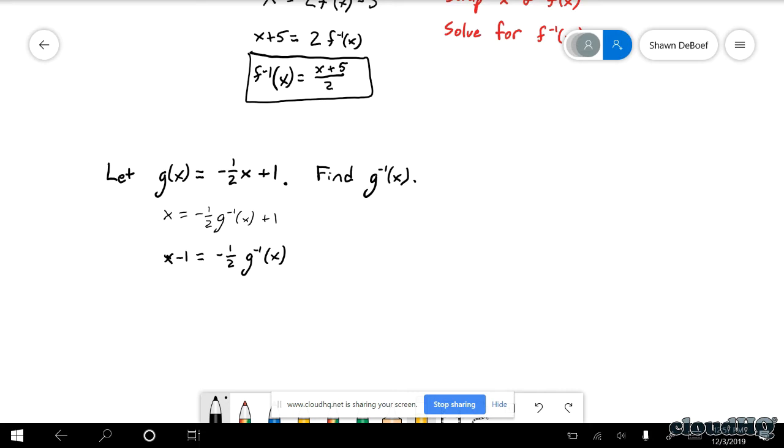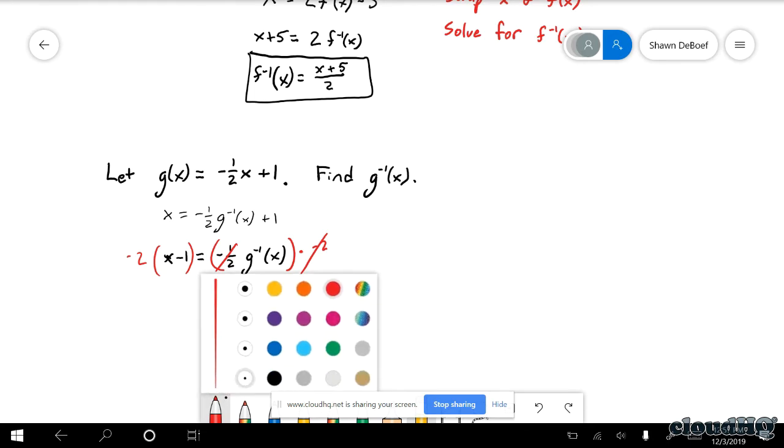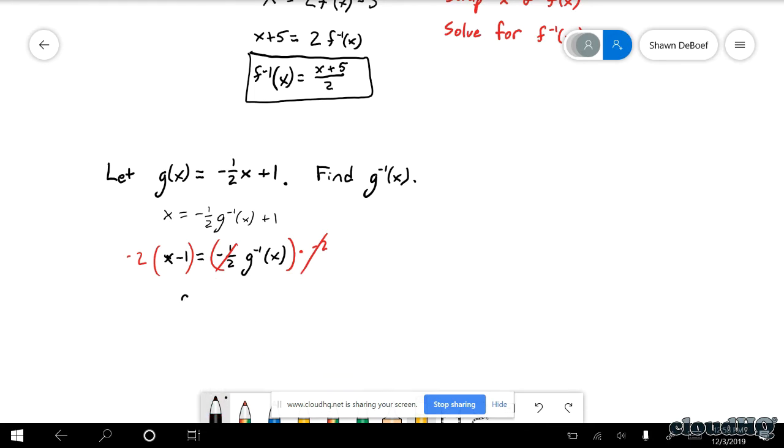Now I need to get rid of that coefficient of -1/2. What would be the way to do that? Multiply by -2. It's maybe worth writing down here, times -2. That way the -1/2 and the -2 cancel. Then you'll have to distribute that on the other side. So then I've isolated the g inverse of x, which is equal to, distribute the -2, I get -2x plus 2.